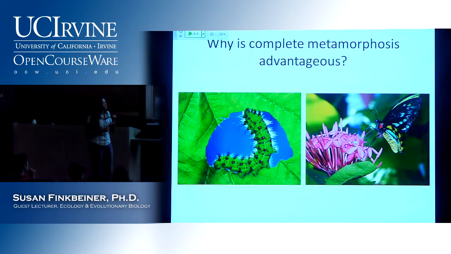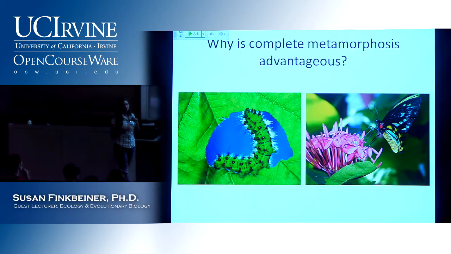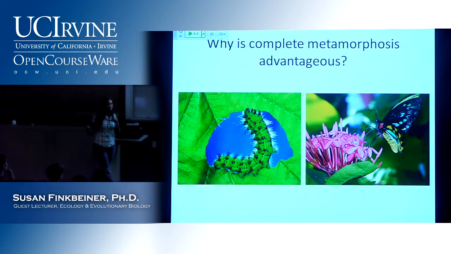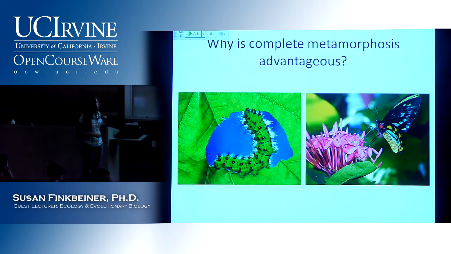One of the main reasons that complete metamorphosis is advantageous is because there's absolutely no competition for resources between the young and adult. They occupy totally different habitats. They feed on something totally different. You know, caterpillars munch on leaves. Butterflies are looking for nectar to obtain as their nutrition source. So there's no overlap in habitat or resource use at all.